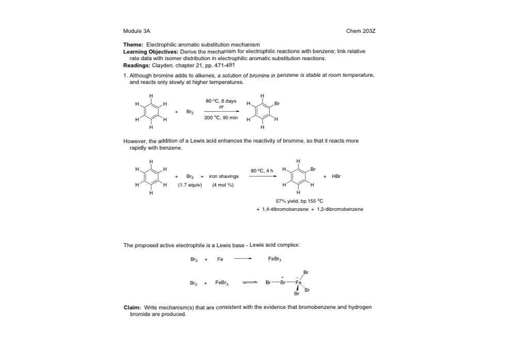This is the Module 3 worksheet introducing the electrophilic aromatic substitution reaction and deriving its mechanism. In the 19th century, chemists discovered that bromine was stable in the presence of benzene, unlike other unsaturated hydrocarbons. Upon reacting at higher temperature, eventually a transformation occurred to give a low yield of bromobenzene.